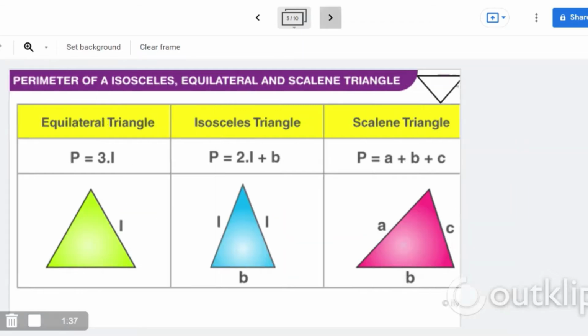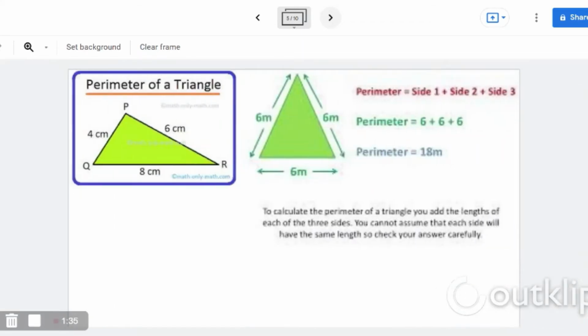Now let us come to one more diagram. In this diagram, first of all, you focus on this diagram. Here there is a triangle. It is an equilateral triangle. See, this side is 6 centimeters, this side is also 6 centimeters, and this side is also 6 centimeters. And perimeter is found out how? This 6 plus this 6 plus this 6. That is 6 plus 6 plus 6 is 18 meters. Sorry, it's not centimeters, it is meters. It's given in meters.